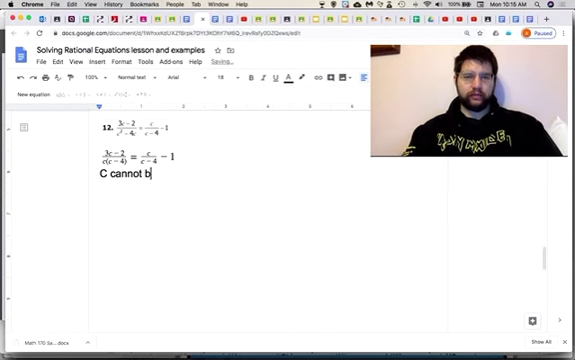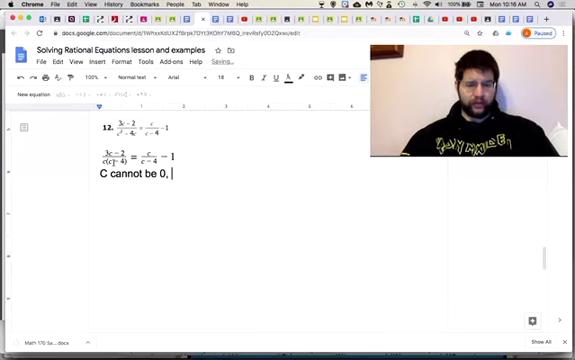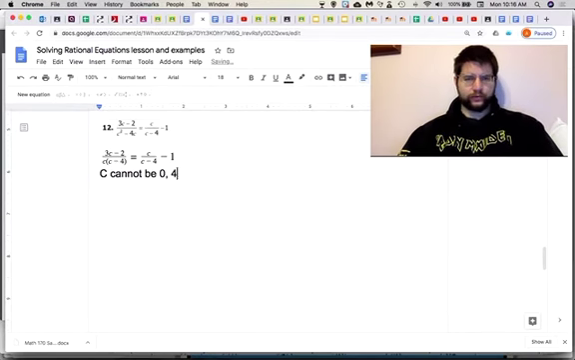If I look at this one, it's just a C. See, it's factored. We look at each term when it's factored. So C cannot be 0 for that one. For this term, it can't be 4. Same thing here, it can't be 4. Nothing to worry about here.